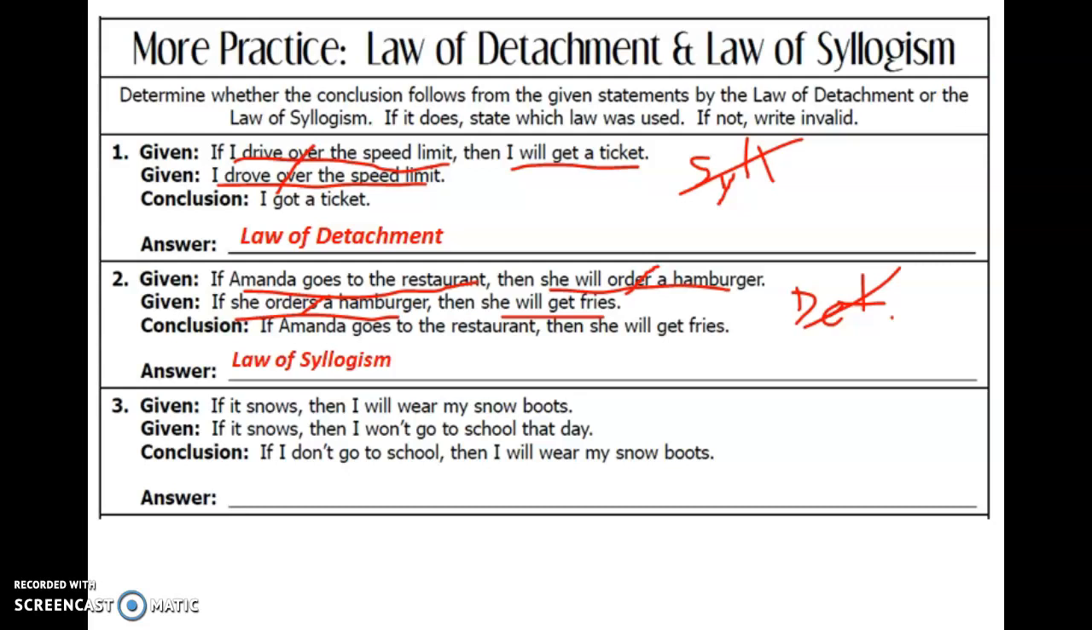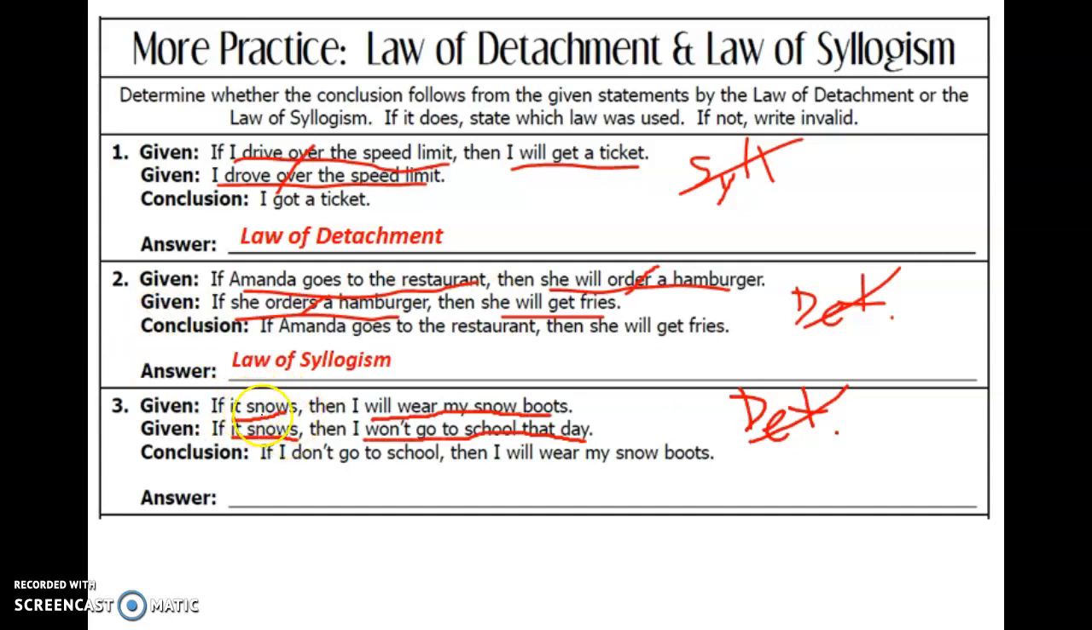Alrighty. Number 3. If it snows, that's our P, then I will wear my snow boots, Q. The second statement, if it snows, then I won't go to school that day. I have 2 if-then statements. Because of that, I don't have detachment. So now I need to decide, is this syllogism?